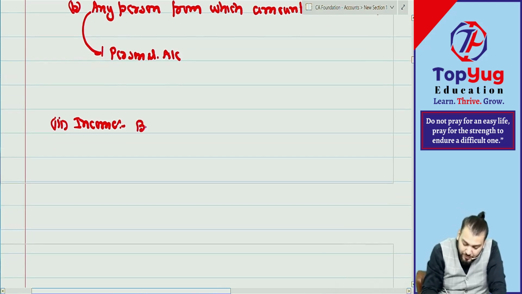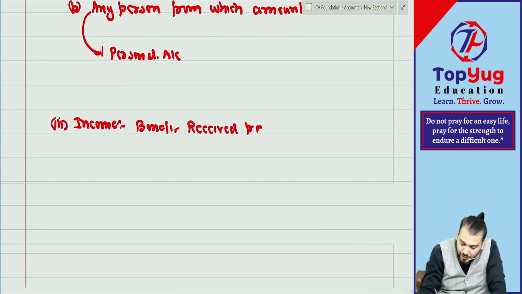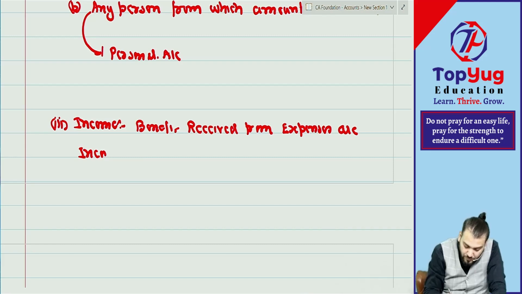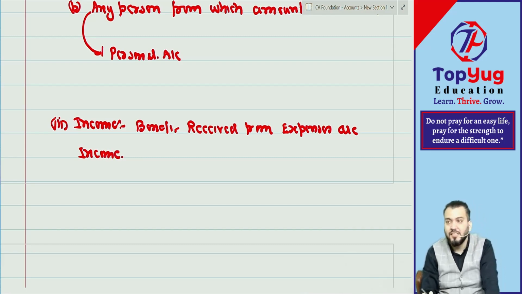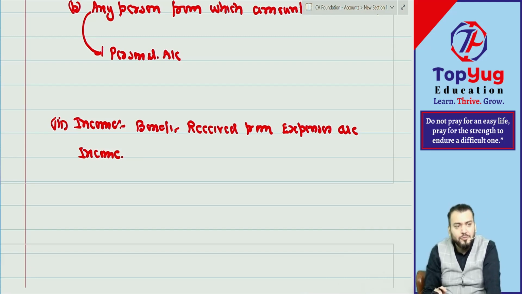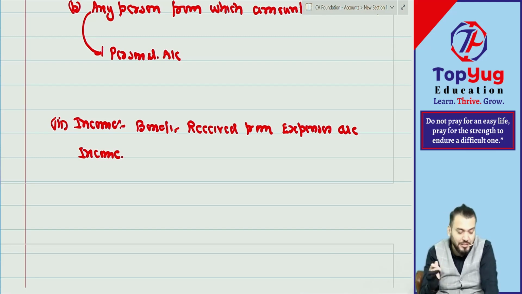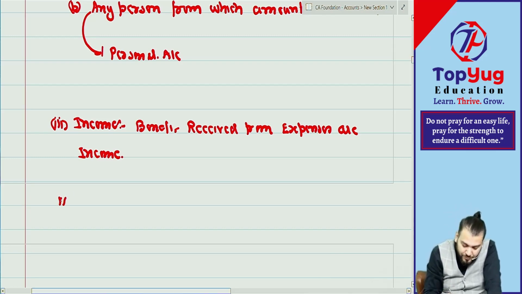Benefit received from what? From expenses are income. Can I conclude that to generate income, expense is required? To generate income, expenses are required. Without expense we cannot generate income. Understood? Yes sir. Then coming to point number 4.